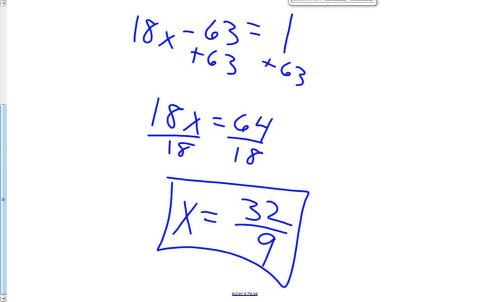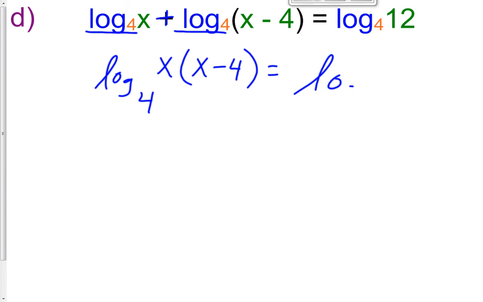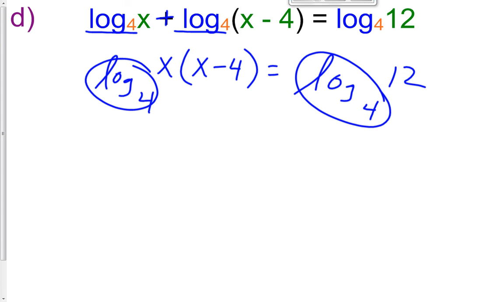Why don't you guys pause the video, try letter D on your own. So for letter D, you saw that this was a plus sign with 2 log base 4's here. I can combine those together using the product rule. There we go. So it's the log base 4 of x multiplied by x minus 4. That equals the log base 4 of 12. All right, log base 4, log base 4. I can now set this equal to this.